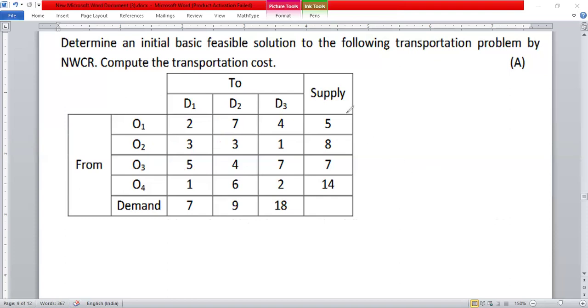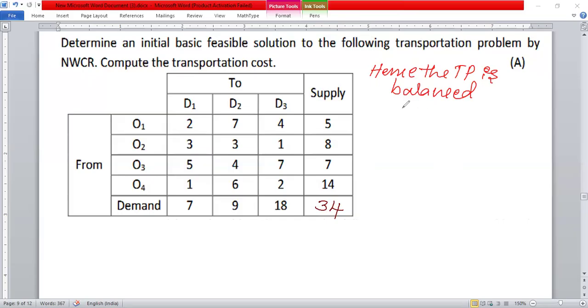First thing, we add the demand total. Demand total and supply total should be the same. So 18 plus 9 plus 7, so 34. This total is 34. And 5 plus 8, 13. 13 plus 7, 20. 20 plus 14, 34. Yes, very good. So row total and column total should be the same. Hence, the transportation problem is balanced.